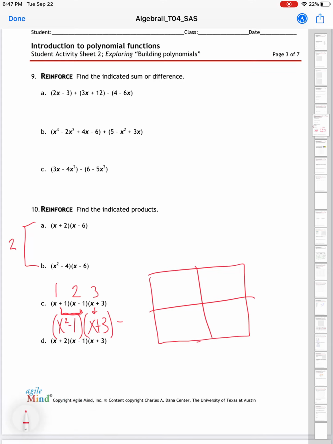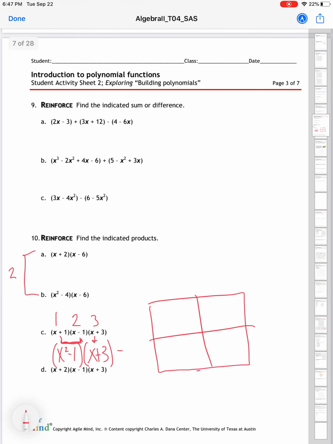Okay? Now what I'm going to do is the exact same thing. Except this time up top, oh man, I have an x squared minus 1 and an x plus 3. So now an x squared times an x is an x cubed. An x squared times 3 is 3x squared. An x times a negative 1 is a negative x. And a positive 3 times a negative 1 is a negative 3.